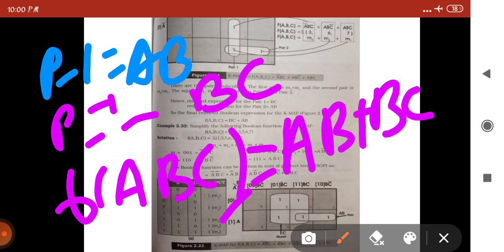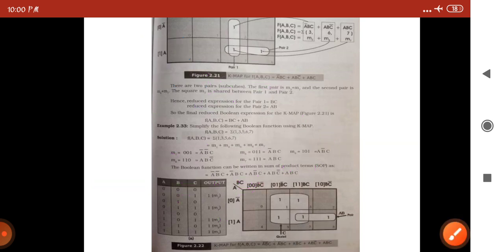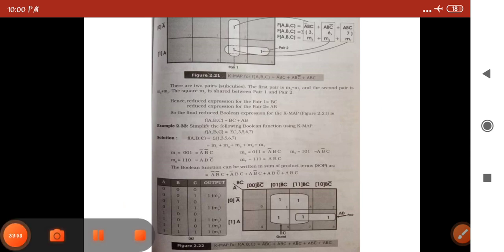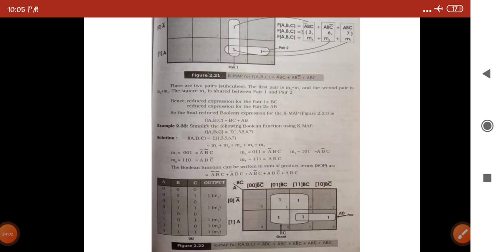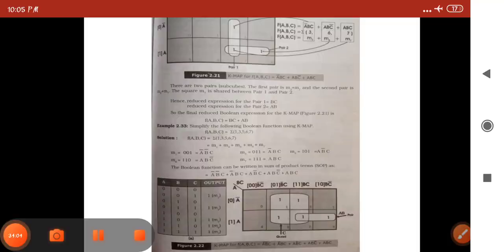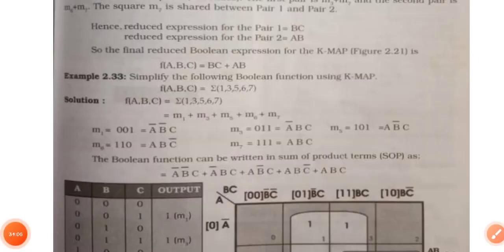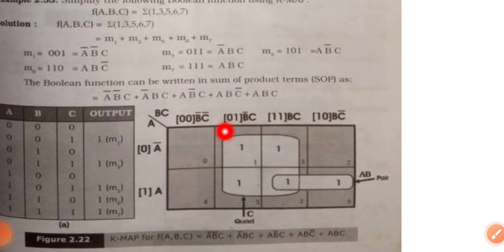Next, one more example. Let us take that one. They have given the numbers here. Can we see that? Yes. Let us take one more example. In your exams, they will give like that. What will they give? They will give the Karnaugh map. You have to answer what the result will be.